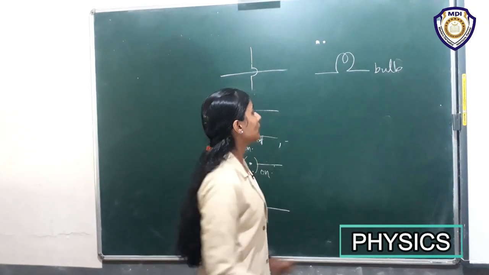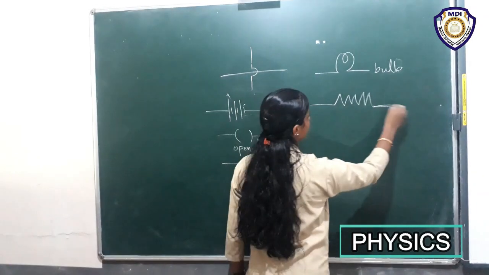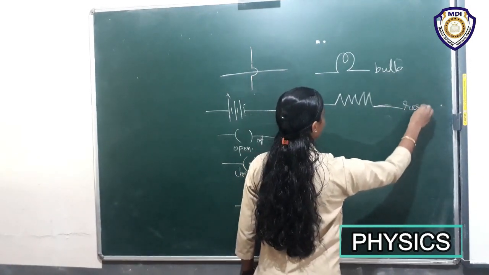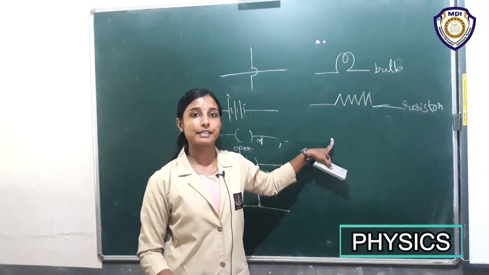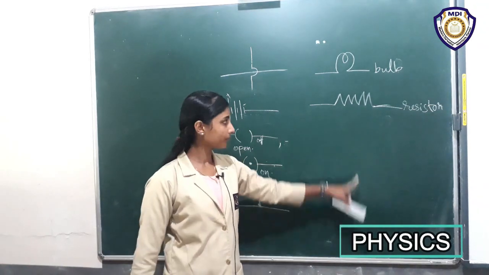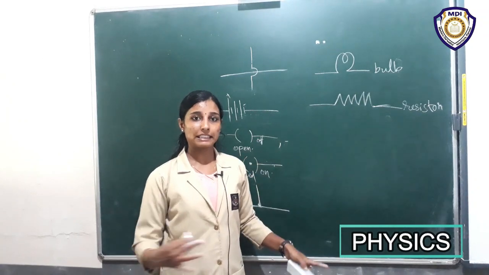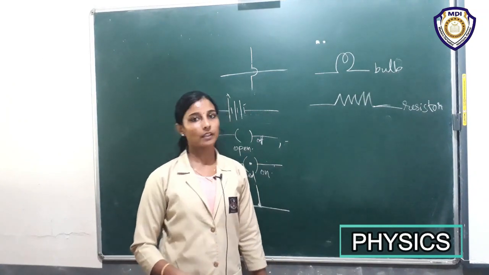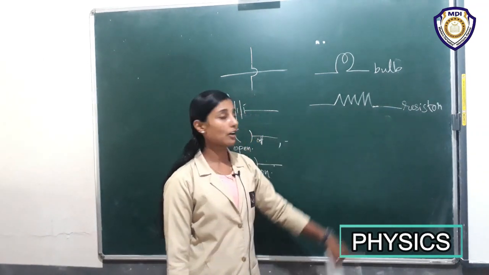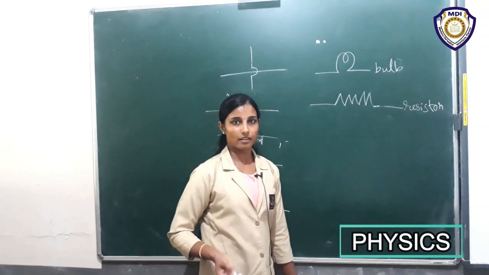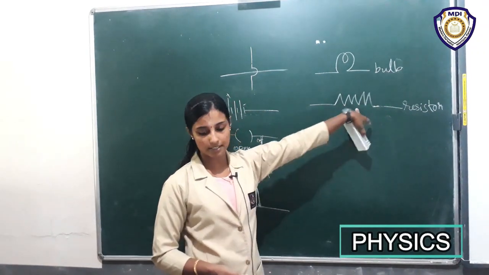This is a resistor. Resistors resist the electricity passing through the circuit. So resistors make a resistance to the flow of current. We use resistors to control the flow of electric current. This is how we can represent a resistor. We can represent a resistor like this.